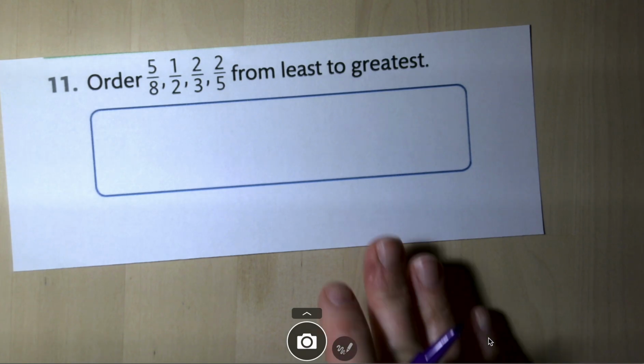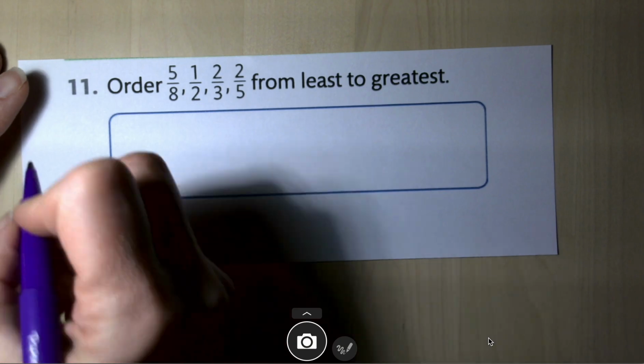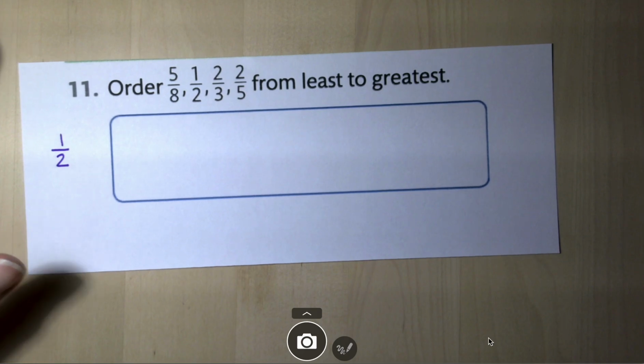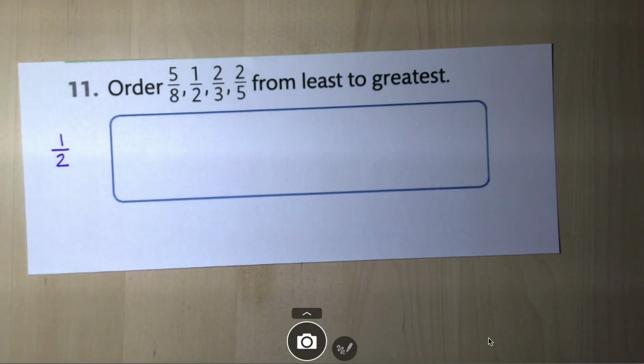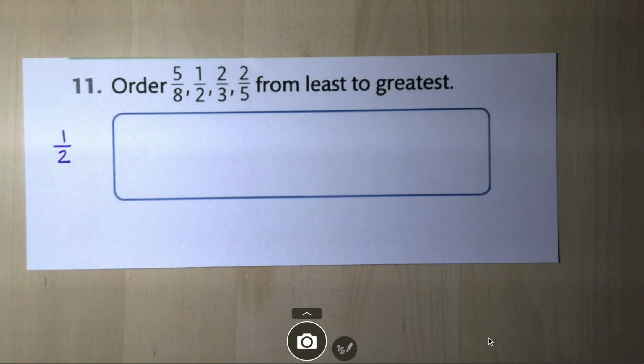Okay, for number 11, it says order 5/8, 1/2, 2/3, and 2/5 from least to greatest. So I'm going to do a combination of things on this one. I'm going to first use a benchmark fraction. Okay, so I'm going to use the benchmark fraction 1/2. I know where 1/2 is very well on the number line or in a bar graph. And so I'm going to look at my other fractions, and I'm going to look and see which fractions are greater than or less than 1/2.